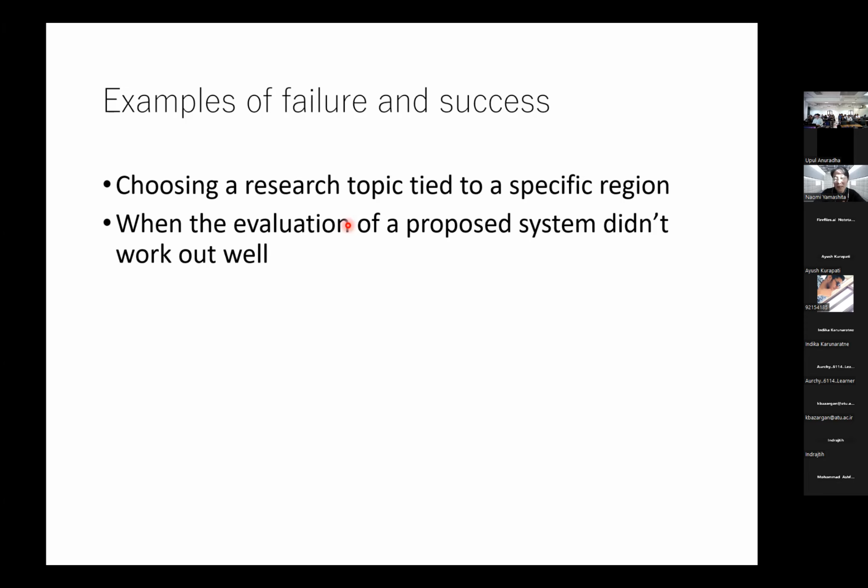So today I'd like to offer two examples of my papers getting rejected initially and then later on getting accepted. The first one is related to choosing a research topic tied to a specific region. The problem we tackled in this study involved numerous cultural factors. When we tackle these problems, it is very likely that the reviewers do not understand the cultural context of those problems, which can lead the paper to a reject. So I'll introduce an example about that.